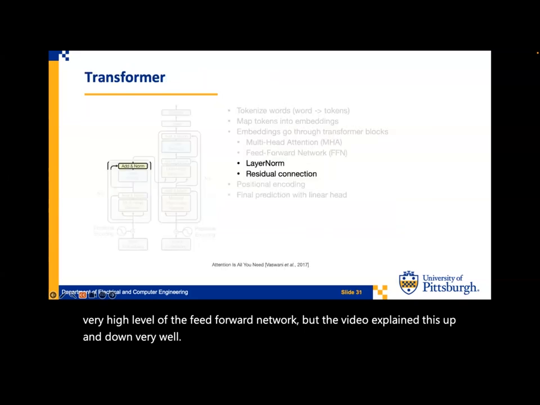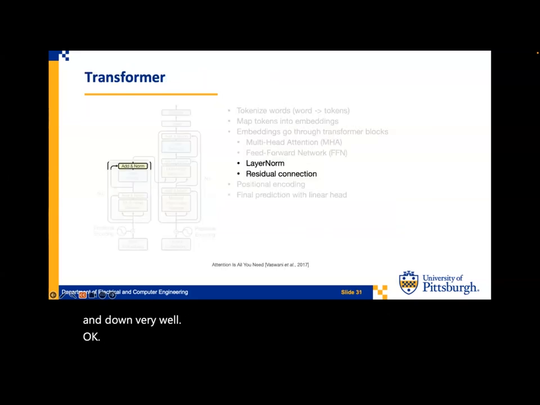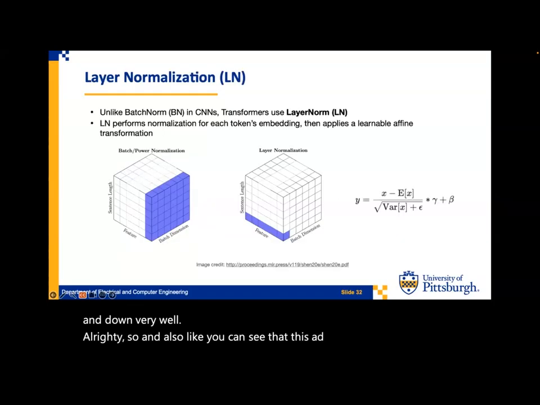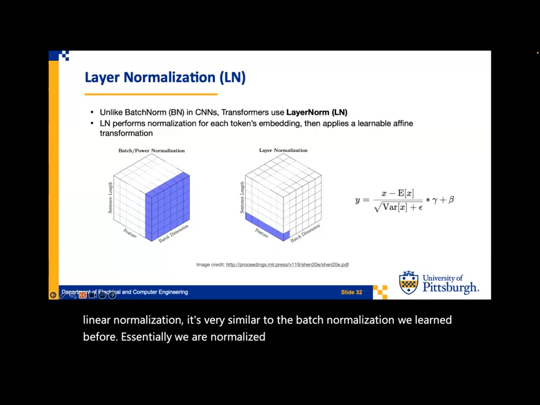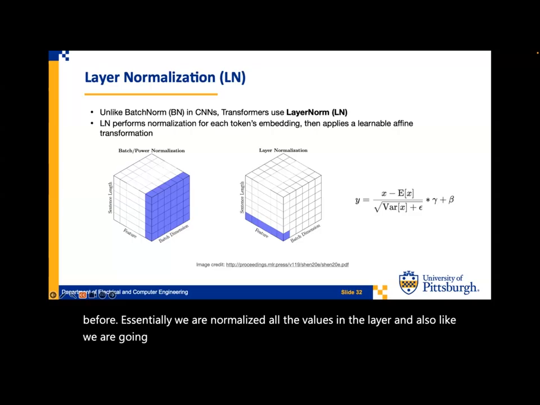Okay. Alrighty. And also you can see that this add and norm, the layer normalization, it's very similar to the batch normalization we learned before. Essentially, we normalize all the values in the layer, and also we are going to have two learnable parameters, the gamma and the beta, to transform it back if it's really important.